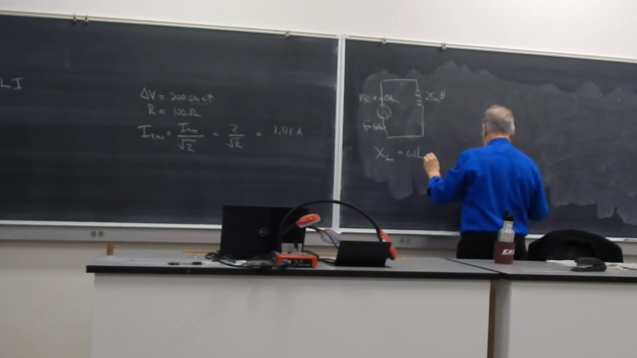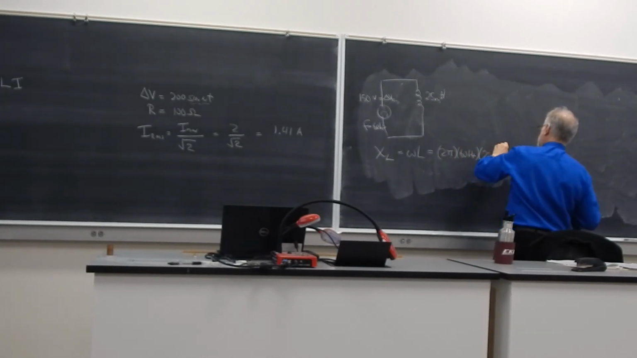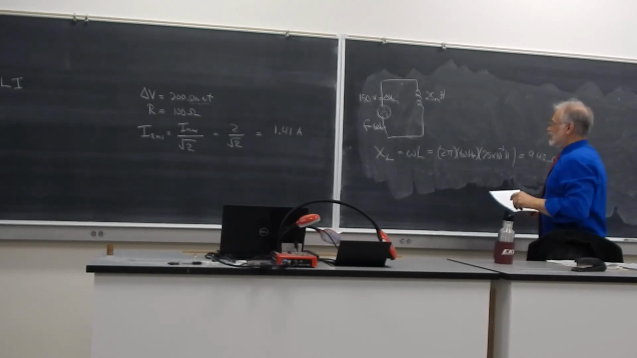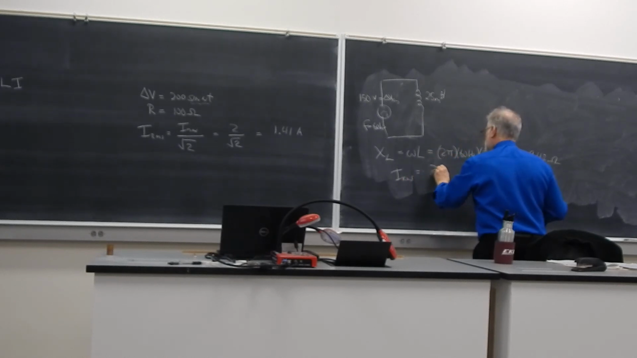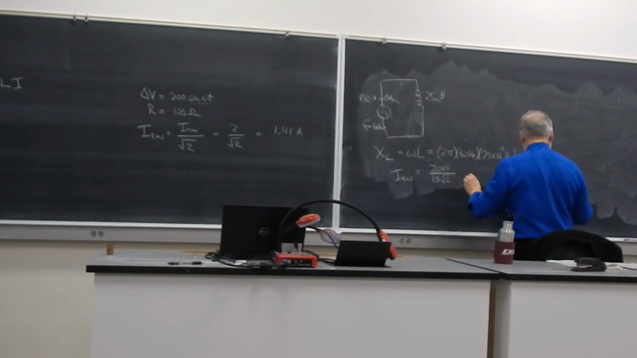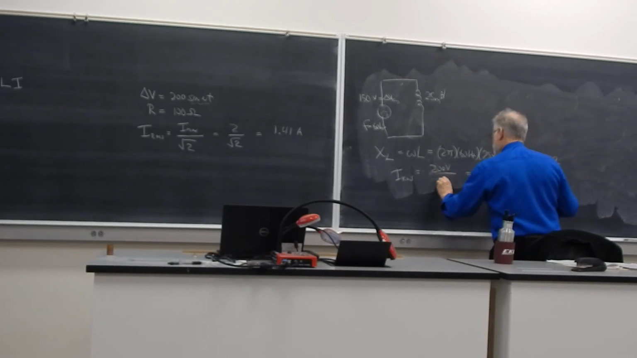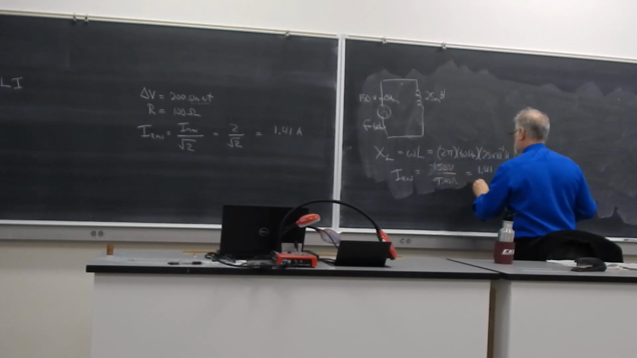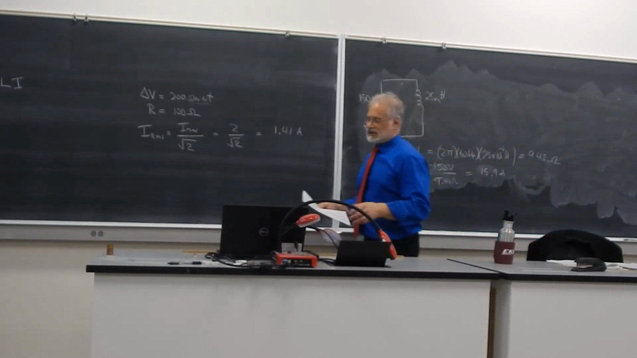That's equal to omega times L. So that's just going to be 2 pi times 60 hertz times the inductance, 25 times 10 to the minus 3 henries, and that will give me 9.42 ohms. Notice we get a unit of resistance when I find an inductive reactance. My RMS current for a circuit like that would be equal to my RMS voltage, 150 volts, divided by my inductive reactance, 9.42 ohms, which is equal to 15.9 amps. So that would be my RMS current for a purely inductive circuit such as this one.